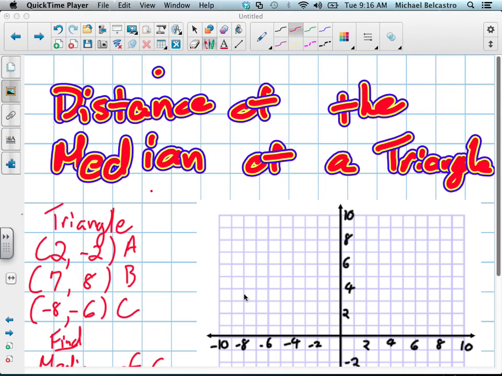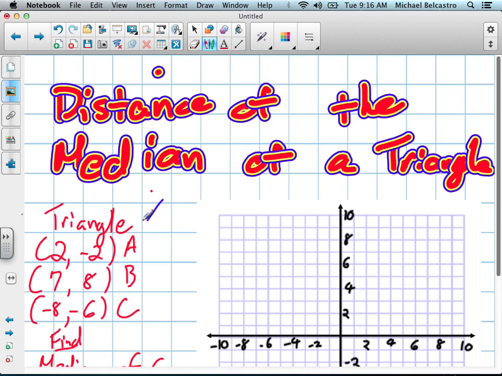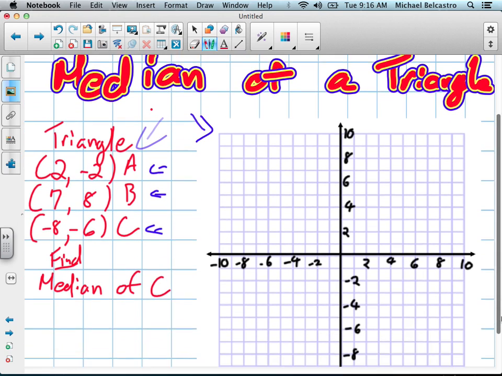We're going to go over the distance of the median of a triangle. Okay? So this is kind of combining what you guys learned in lesson 2.1 and 2.2. So we have a triangle here. They've given us its coordinates and we have a graph. So we're going to plot all A, B, and C, and then just like in kindergarten, we're going to connect the dots to create a triangle.